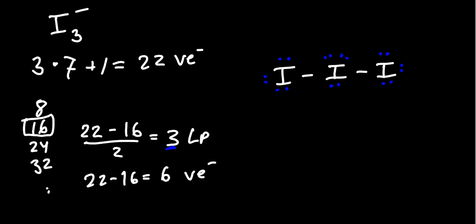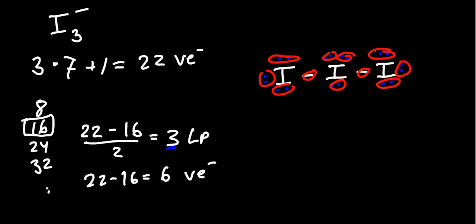However, if you want to check if you got it correct, you can simply count the number of electrons. Remember that each of the dashes counts for 2 valence electrons. So 2, 4, 6, 8, 10, 12, 14, 16, 18, 20, and 22. 22 is that number right there. So that's how you can check if your Lewis structure is correct.